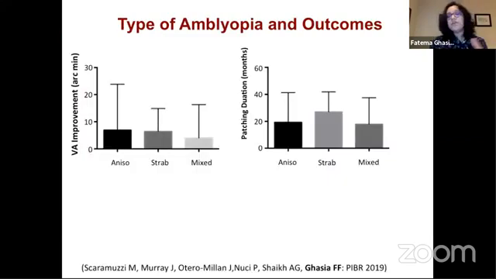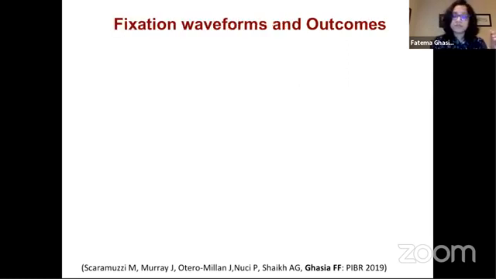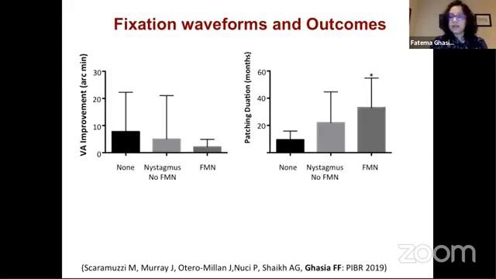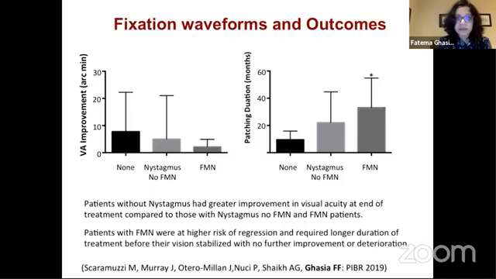So here's the visual acuity improvement and patching duration. The patching duration was pretty similar, maybe slightly higher for the strabismic, and perhaps there was some suggestion that mixed amblyopes tend to do a little worse compared to the other 2 groups, but none of this reached statistical significance. Now, when we looked at these outcomes as a function of fixation eye movements, it was pretty clear that patients with FMN required longer durations of treatment. Also, the extent of visual acuity improvement was less in patients with FMN compared to those without nystagmus, but it did not reach statistical significance.